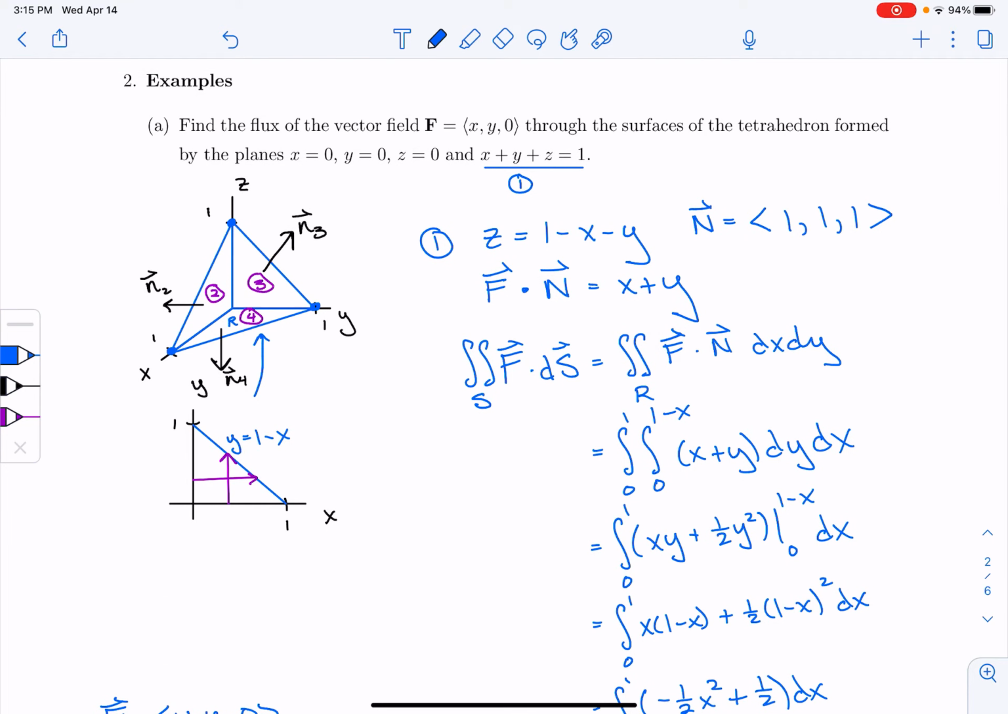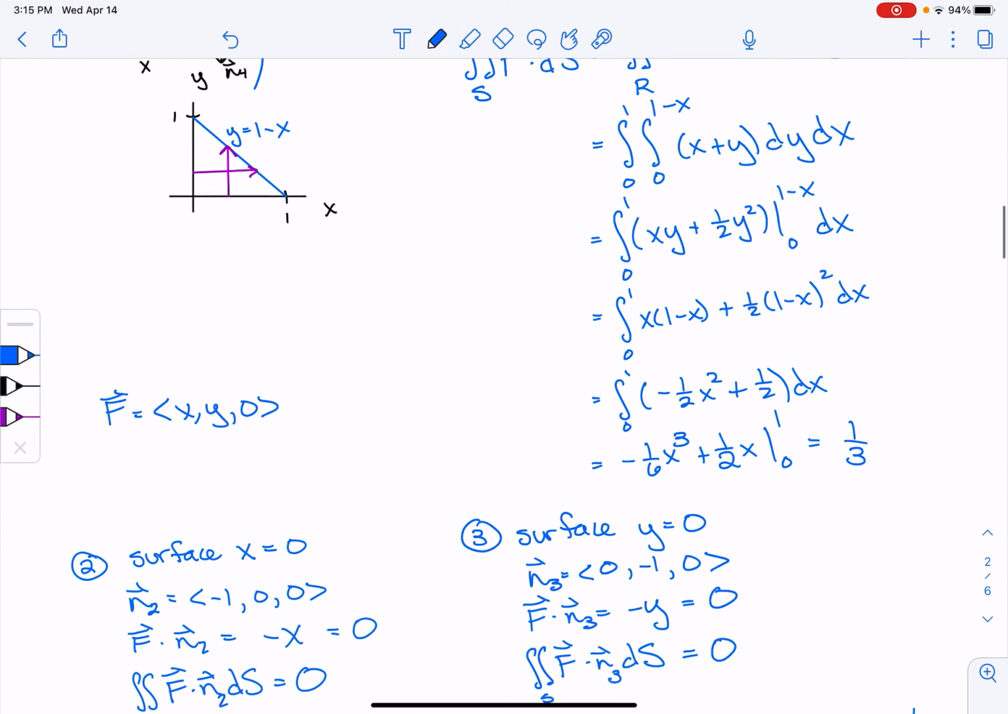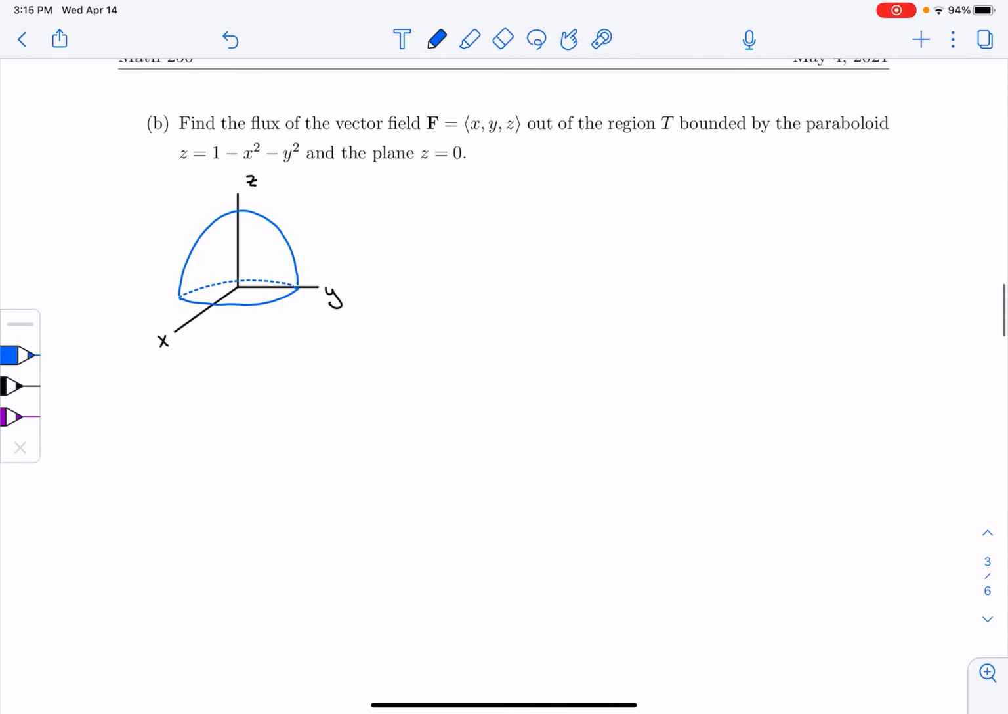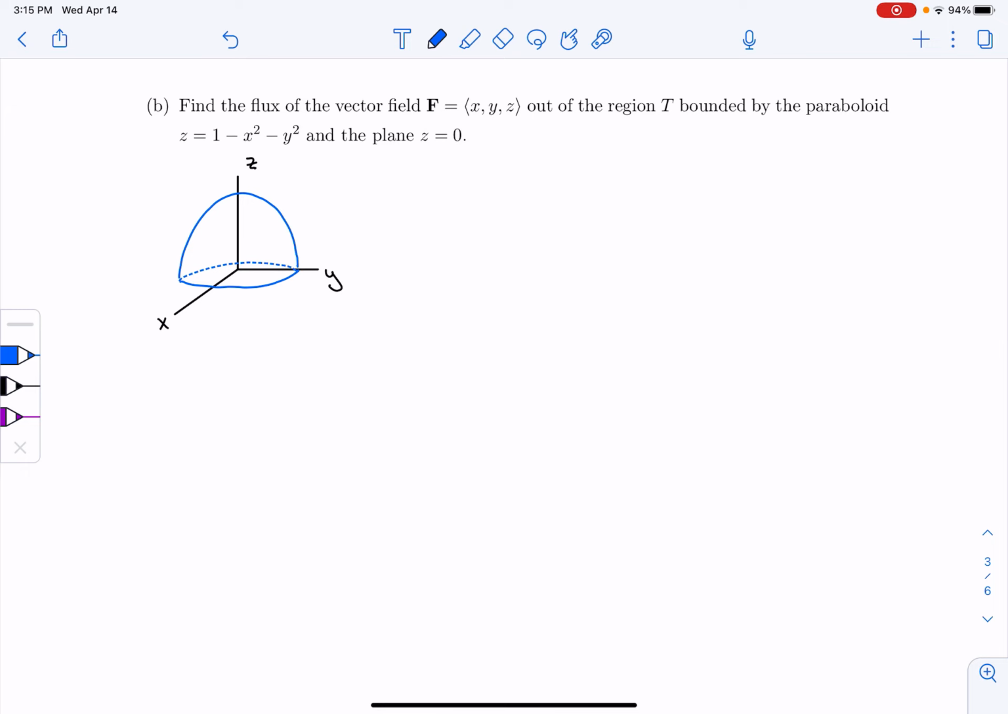Okay, so let's look at another example. In this example, we want to find the flux of the vector field x, y, z out of the region T that is bounded by a paraboloid, 1 minus x squared minus y squared, and the plane z equals 0. So I have the paraboloid that's making one surface, and the plane z equals 0 is making another surface. And I'm going to try to find the flux through both of those surfaces.